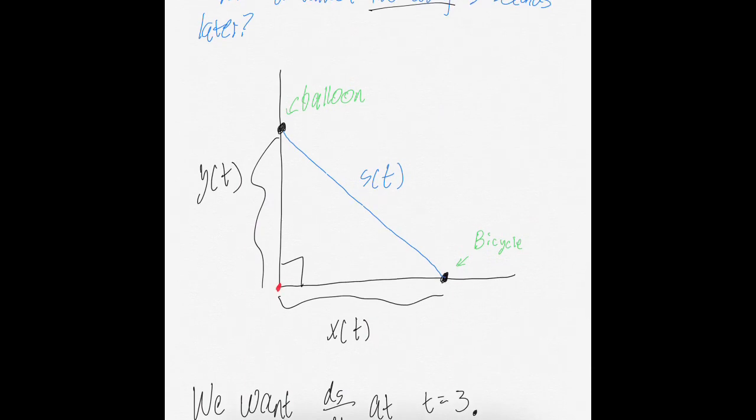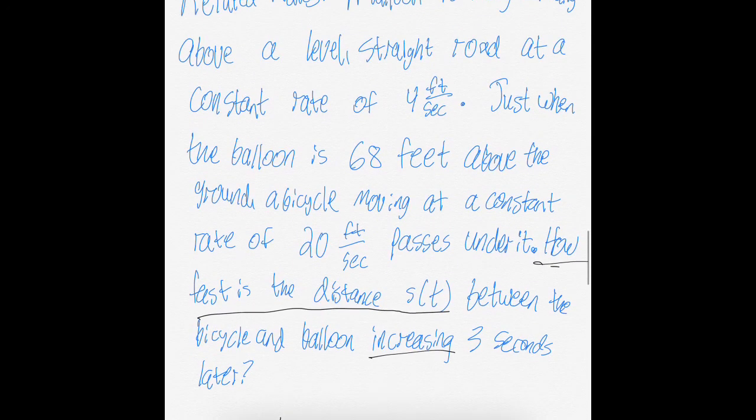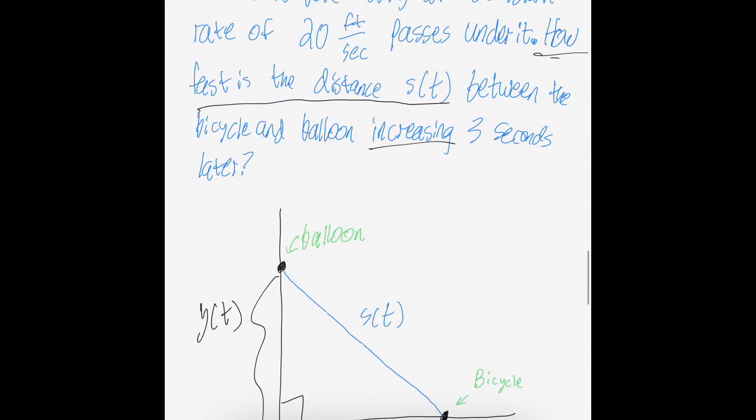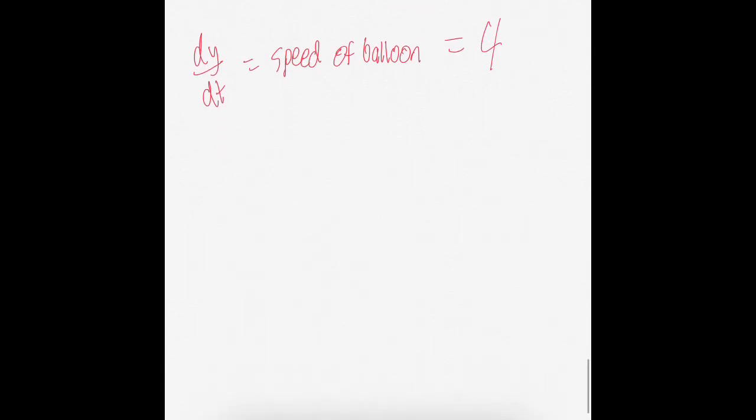dy dt then is similar. It's basically the same idea. This is going to be the speed of the balloon. If you look at the picture again, the height of this triangle is just changing as the balloon rises further up. Now the balloon is rising at a constant rate of 4 feet per second. So dy dt is going to be 4.